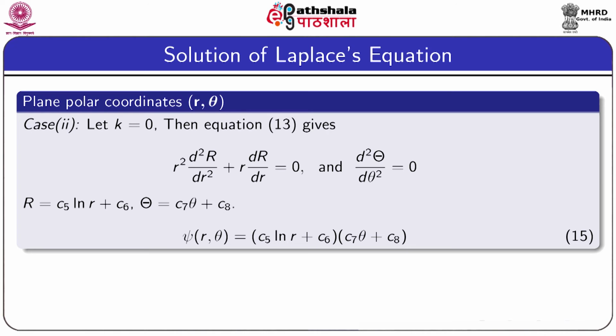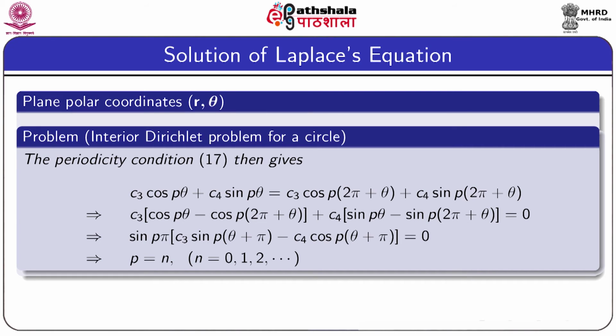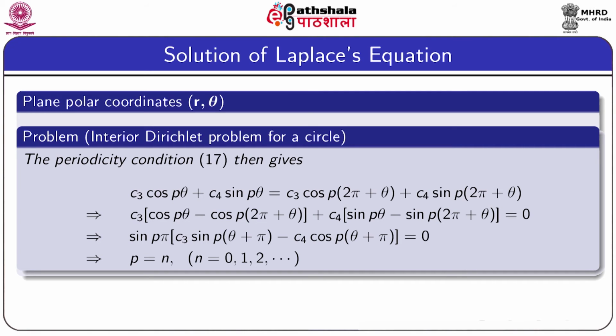So, starting from the solution in equation number 13, we need to apply the boundary condition and the periodicity condition. If we apply the periodicity condition in equation 16, it gives C3 cos p theta plus C4 sin p theta is equal to C3 cos p (2 pi plus theta) plus C4 sin p (2 pi plus theta). So, after simplification, we get the values of p equals n, where n is 0, 1, 2, 3, that means all positive integer values and 0.